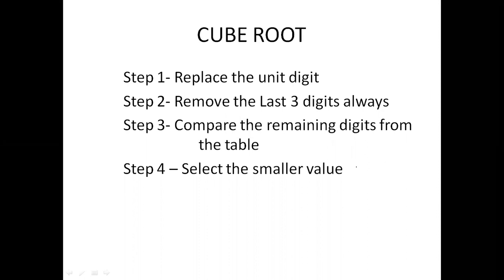Now step three, compare the remaining digits with the table. What table? The table is nothing but the cubes of the first 10 numbers. So after removing the last 3 digits, whatever digits remain, you have to compare which cubes of the first 10 numbers they fall between. Then, out of that, select the smaller value. Now let me give an example.